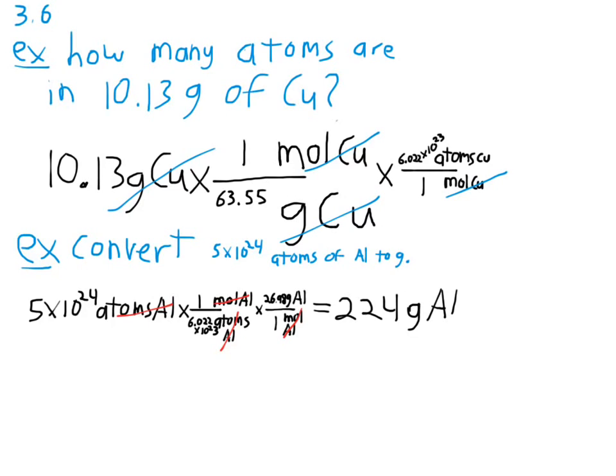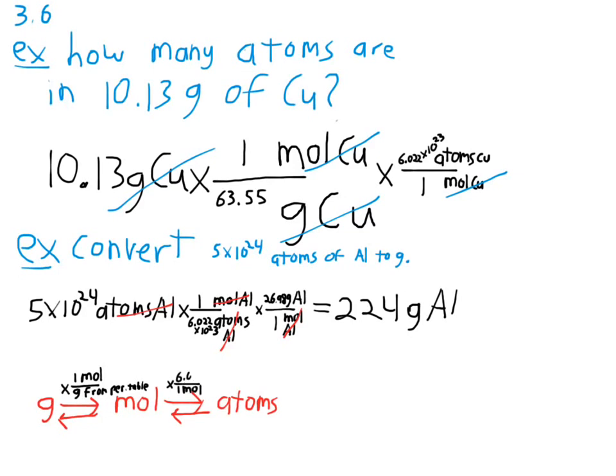So kind of a roadmap for these problems. You can go grams to moles to atoms, or atoms to moles to grams. So you're always going from or to moles. If you're going from grams to moles, multiply by 1 mole over the grams from the periodic table. If you're going moles to atoms, multiply by 6.022 times 10 to the 23rd atoms over 1 mole. And then the reverse are the inverses of those fractions.